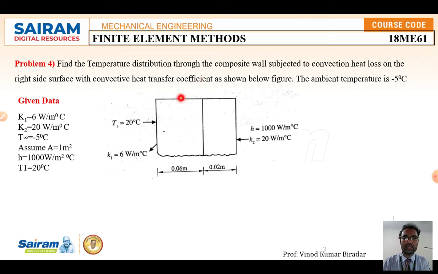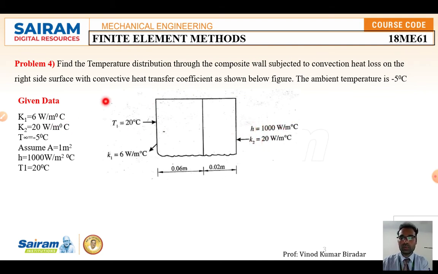You need to calculate the temperature distribution from this point to this point, that is at node number 2 and node number 3. You need to calculate T2 and T3. They gave separate data: for the first element the thermal conductivity K1 is equal to 6 watt per meter degree centigrade, and K2 is equal to 20 watt per meter degree centigrade. The convection heat transfer coefficient h is also given, that is 1000.